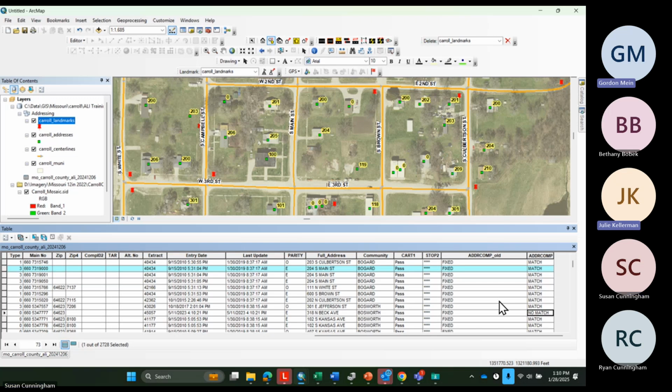Hey, I was just gonna point out too, there's 3 records for 204 South Main Street. So would that mean that there's 3 phone lines at that building? Yes, exactly. So they don't have to have a one-to-one match. They can have one address point to many records match.